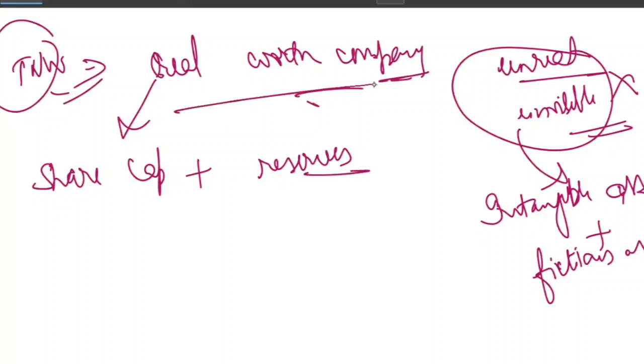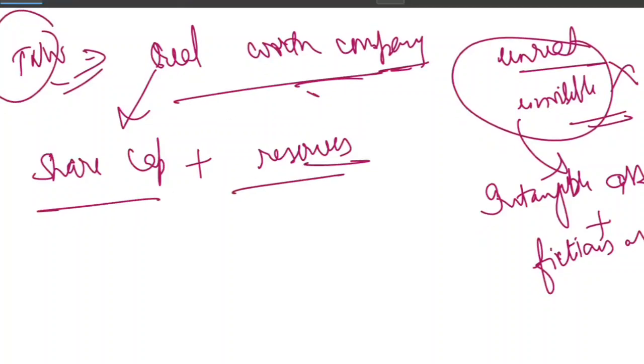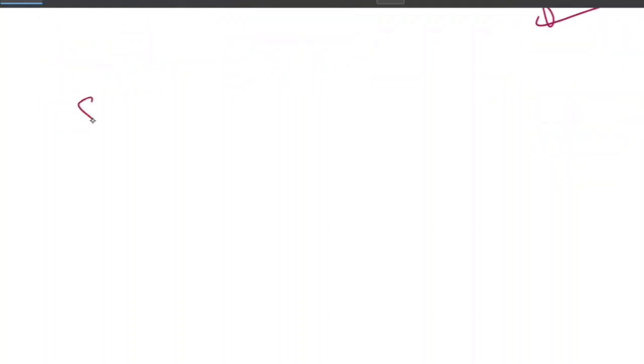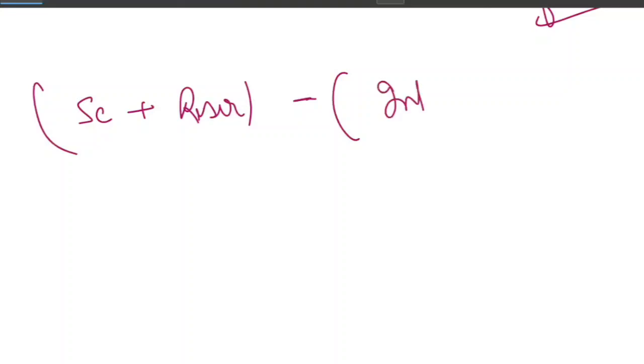So this is the real worth of a company, share capital plus reserves. It excludes intangible asset and fictitious asset. So the formula is very simple. Share capital plus reserve, add both of them, and you subtract any kind of intangible plus fictitious asset. And this is equal to what? This is equal to TNW, tangible net worth.